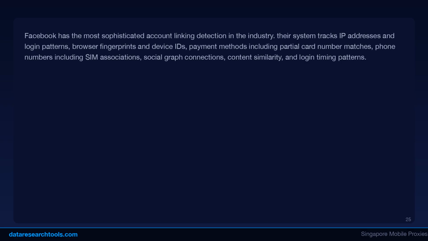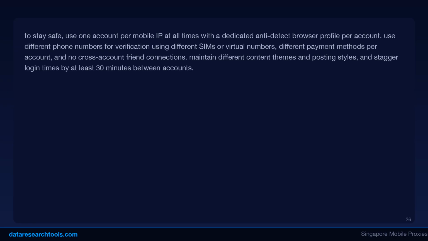To stay safe, use one account per mobile IP at all times with a dedicated antidetect browser profile per account. Use different phone numbers for verification, using different SIMs or virtual numbers, different payment methods per account, and no cross-account friend connections. Maintain different content themes and posting styles, and stagger login times by at least 30 minutes between accounts.